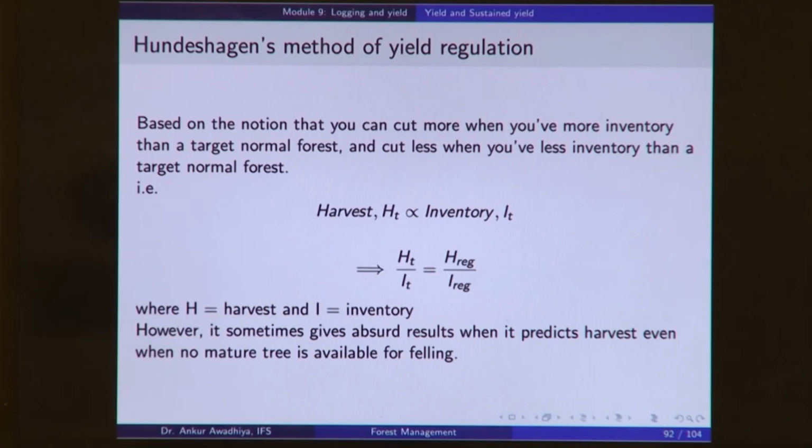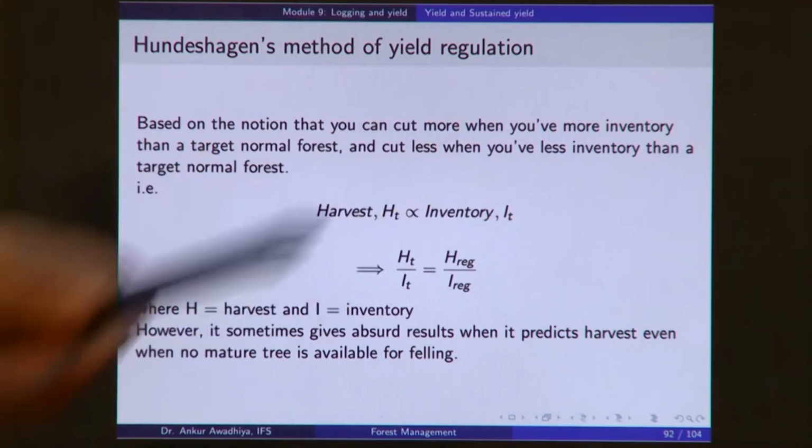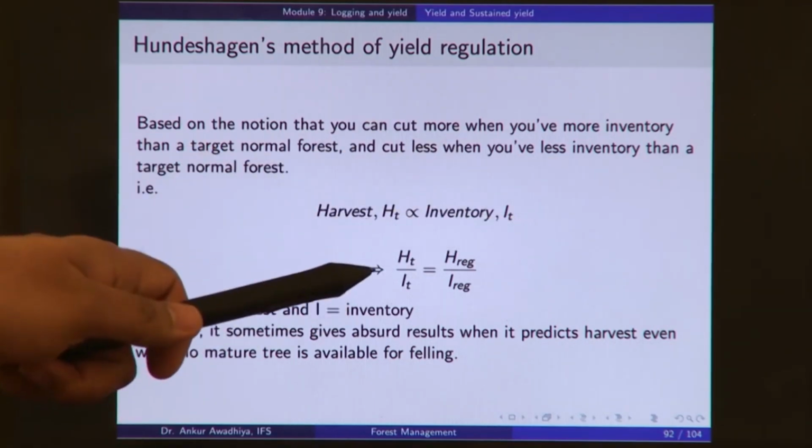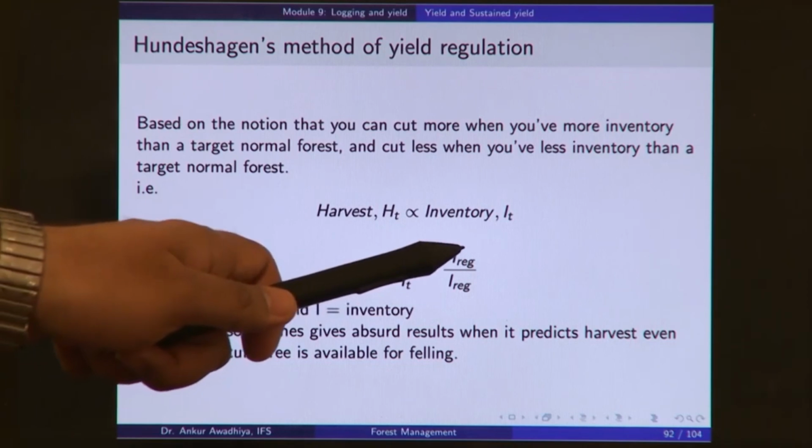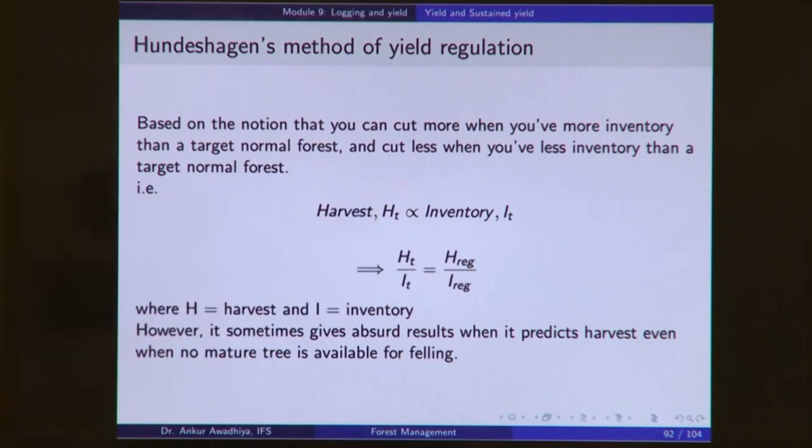The inventory is another term for growing stock. So, if the total volume of timber that you have increases, you should do more harvesting. If it decreases, then you should do less harvesting. So, H is proportional to I, which means that H_t by I_t is equal to H of a regular forest divided by I of a regular forest. H is the harvest, I is the inventory. So, this is what it says.